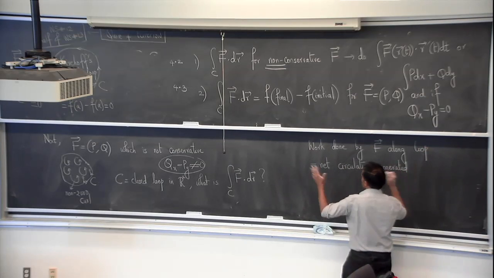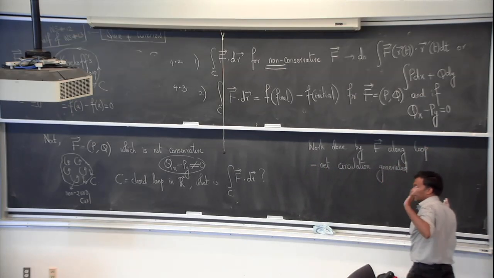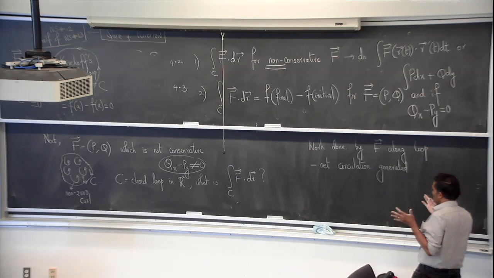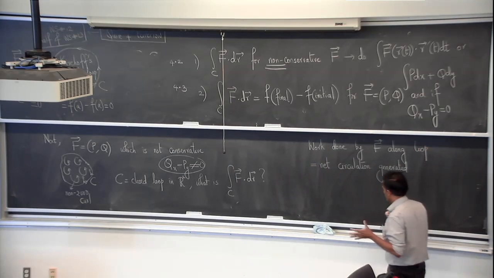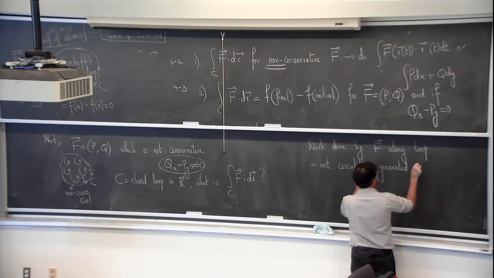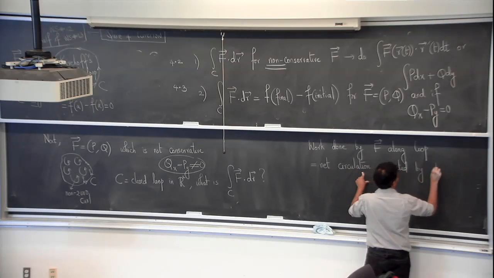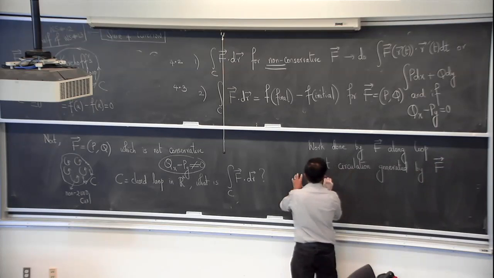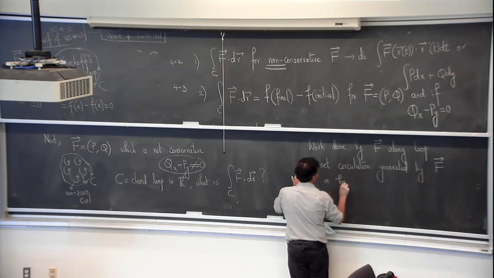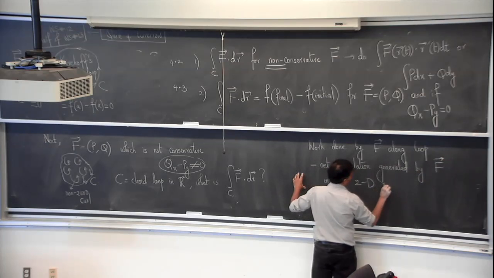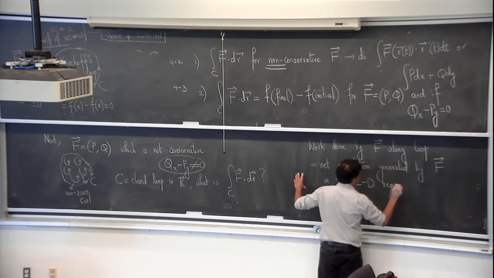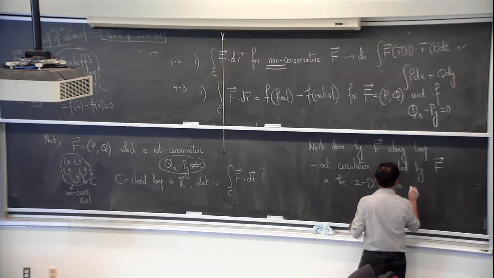If the circulation is zero, well, we are back to a conservative vector field. But now it's not a zero circulation. There is some kind of circulation going on there. That is what is contributing to the work done. So it's a net circulation generated by the vector field F in the 2D region which is enclosed by that closed loop C.